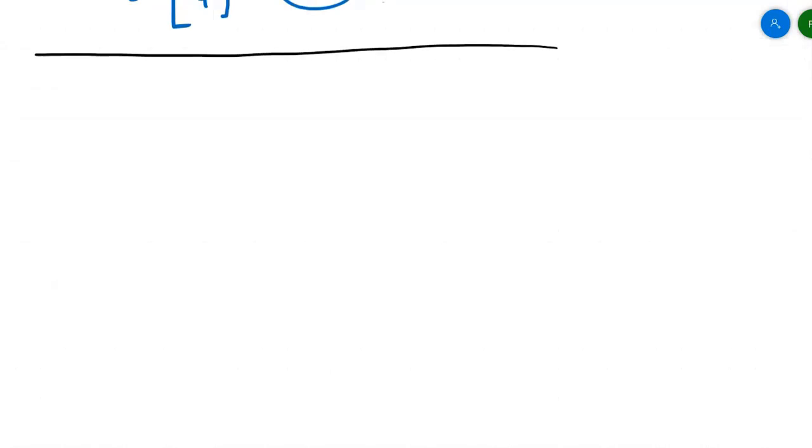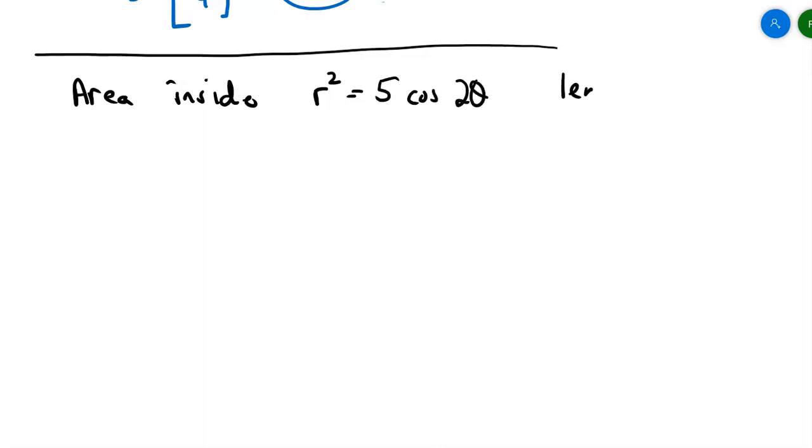All right, suppose I want to find the area inside a lemniscate. So let's find the area inside that lemniscate that we graphed the other day, which is r squared equals 5 cosine of 2 theta. Remember we said that was a lemniscate. And I want to find the area inside. Now remember what the area formula looks like. The area formula is the integral of 1/2 r squared d theta.